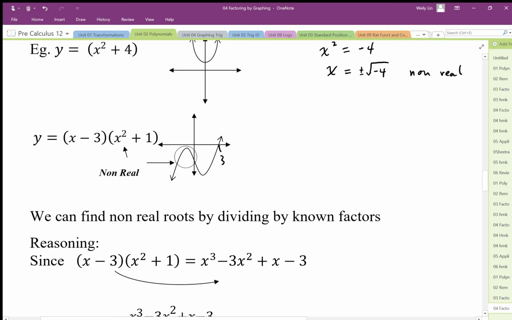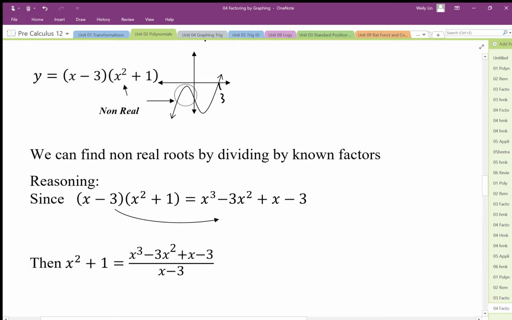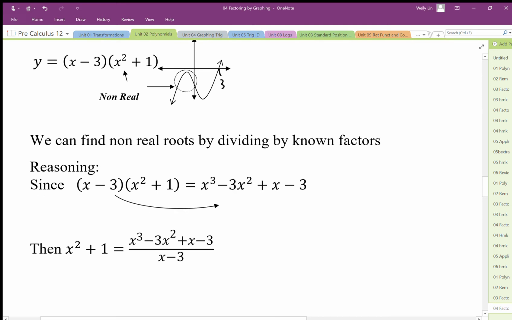So we can find these non-real quadratic factors by division. Because if I have this real root and a non-real root, in this case here, when I multiply this out, I end up with x times x is x cubed, negative 3 times x gives me negative 3x squared, x times 1 is 1x. This is when I FOIL this all out, this is what I get.